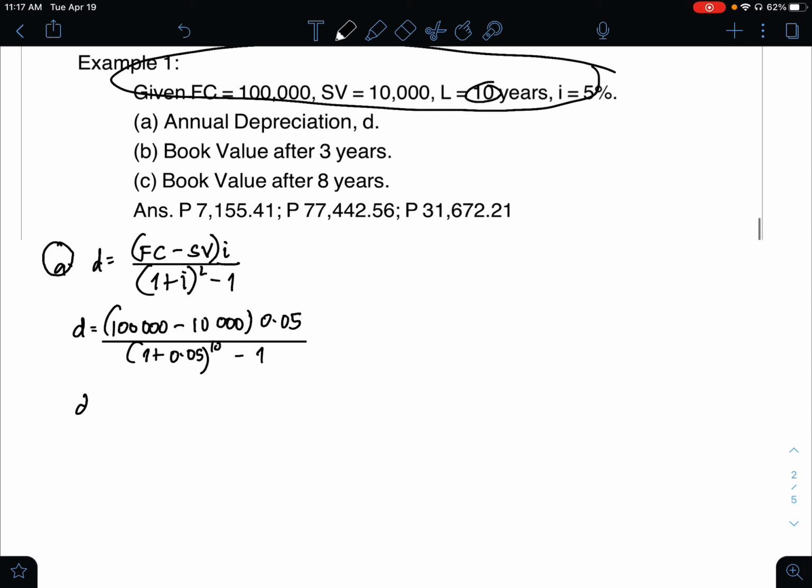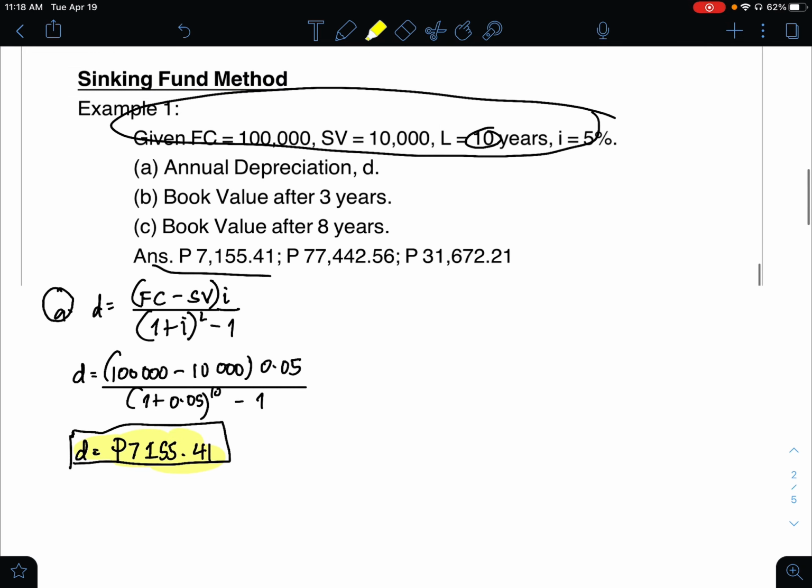So using our calculators, we can find the depreciation value as 7,155 pesos and 0.41. If you use your calculator, you get a very exact value, so this is approximately your answer: approximately 7,155.41.